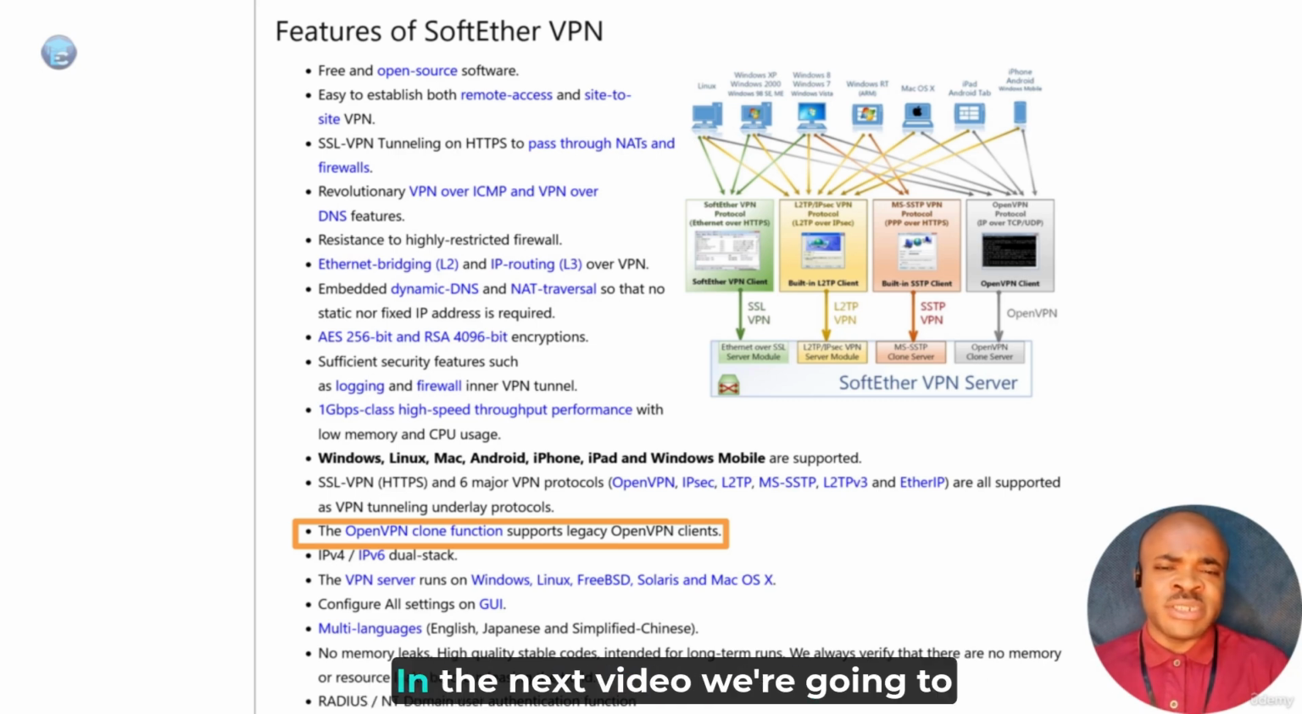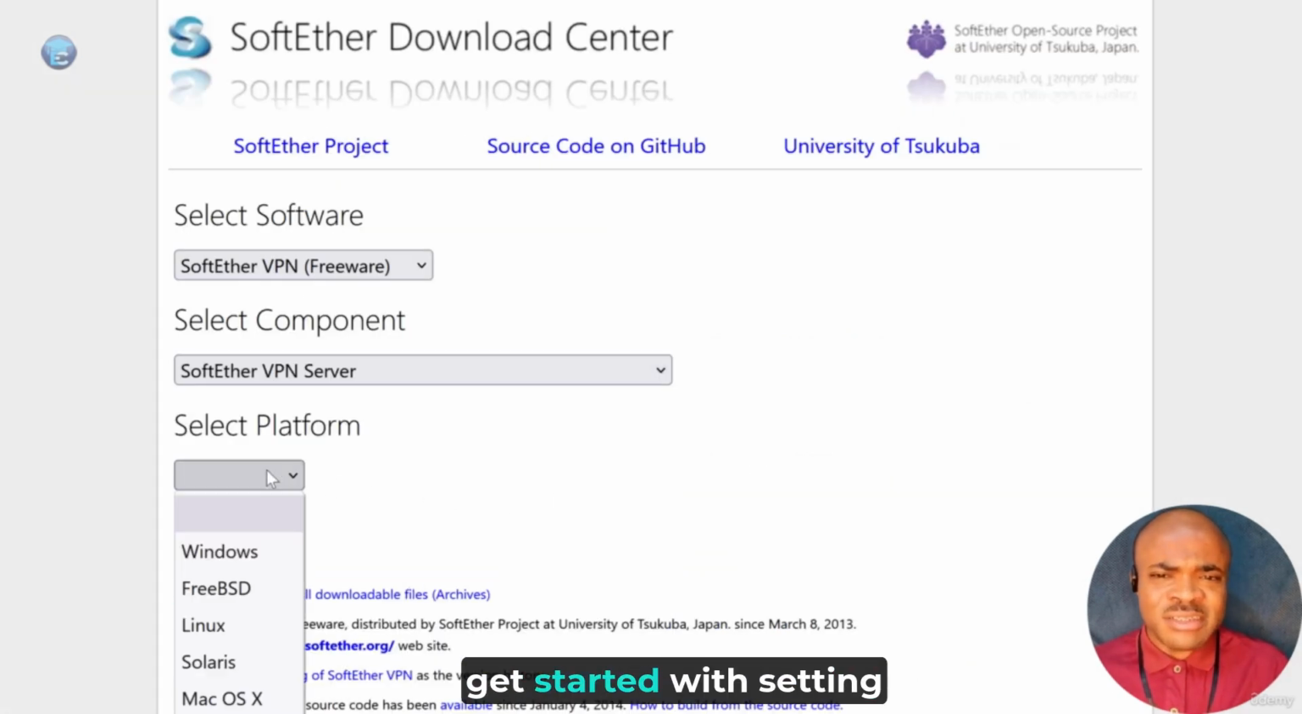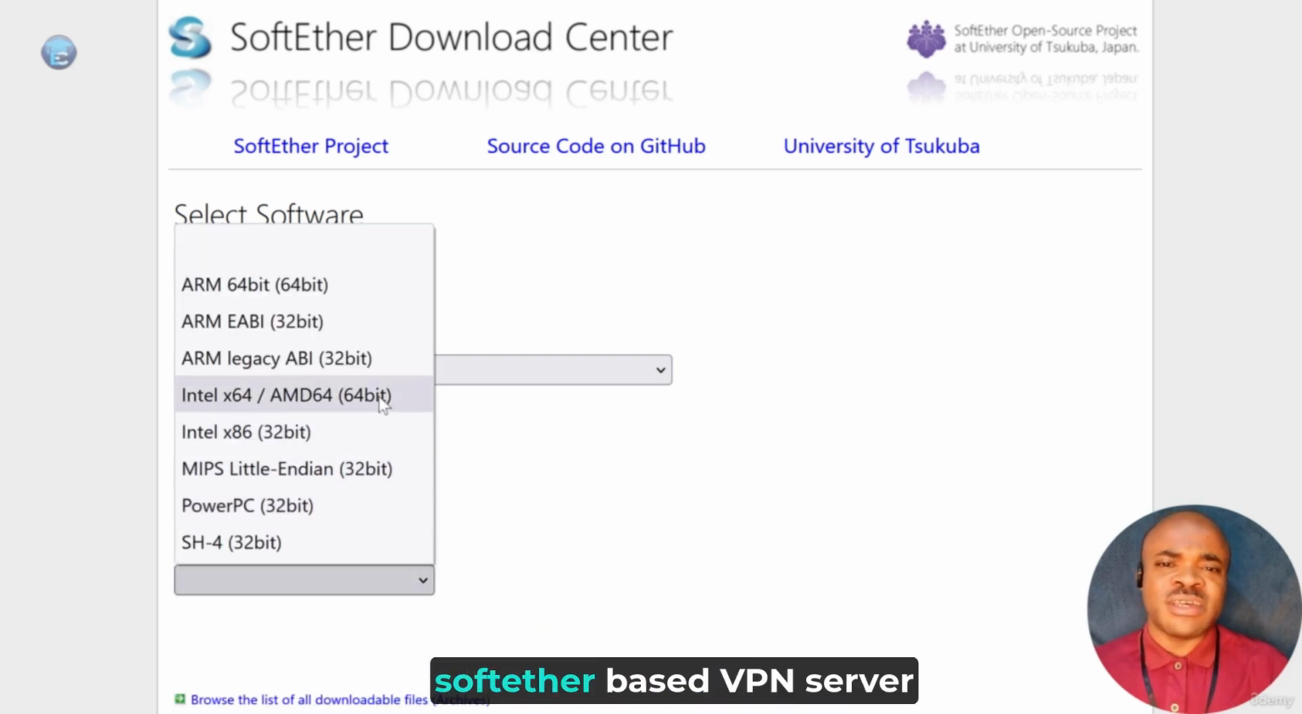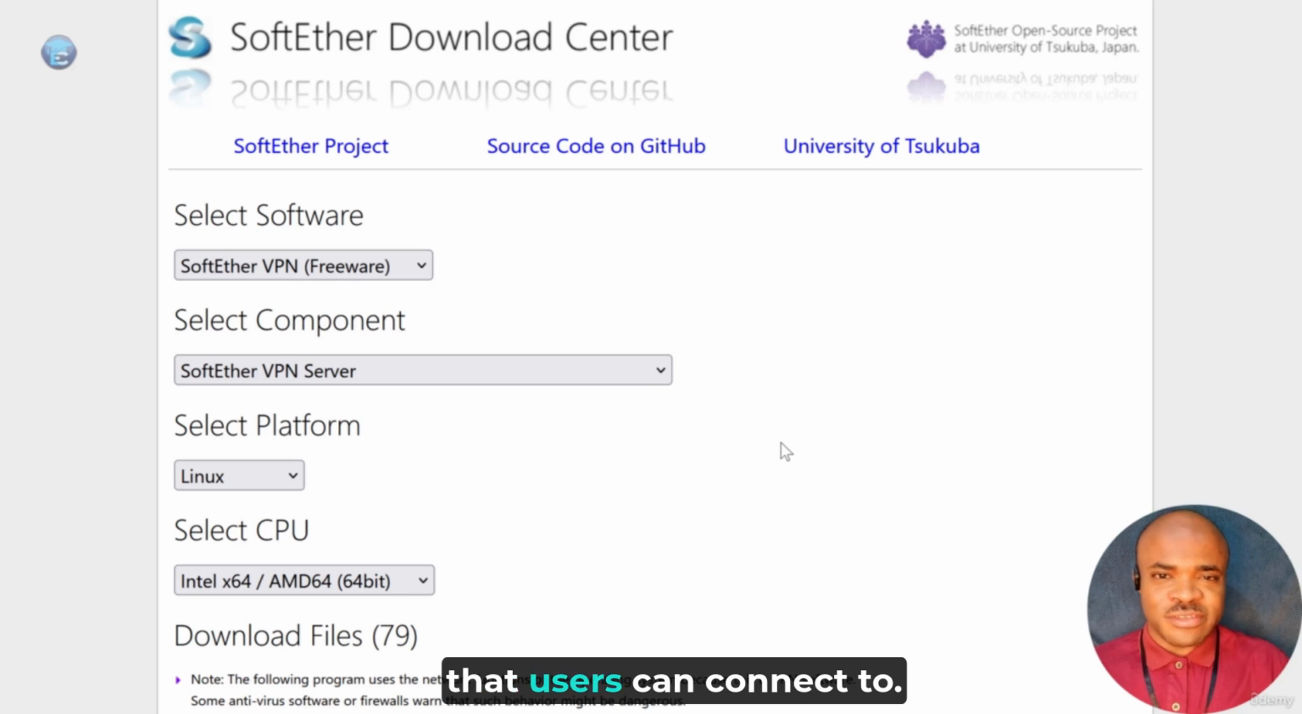In the next video, we're going to get started with setting up a VPS, and then we can set up our first SoftEther based VPN server that users can connect to.